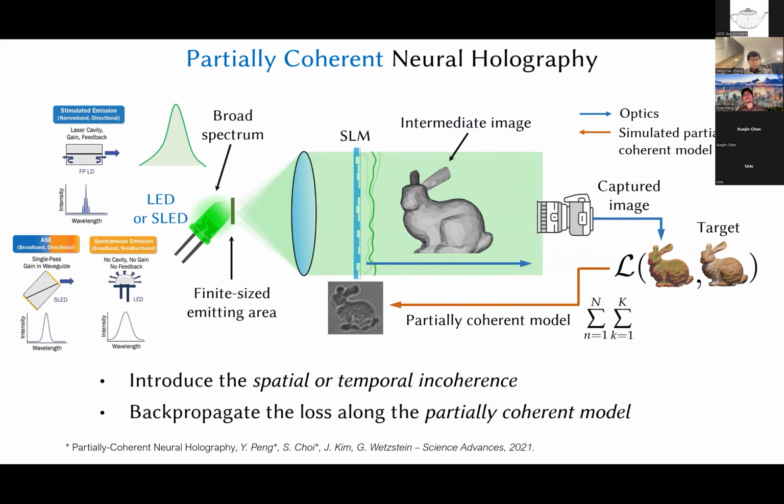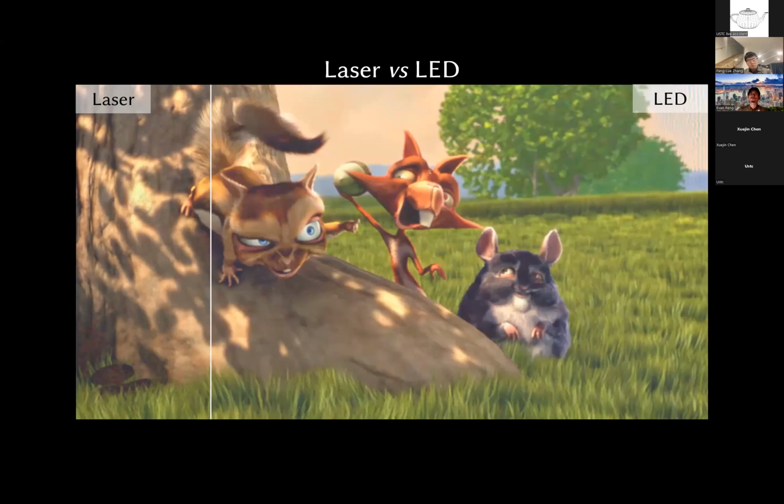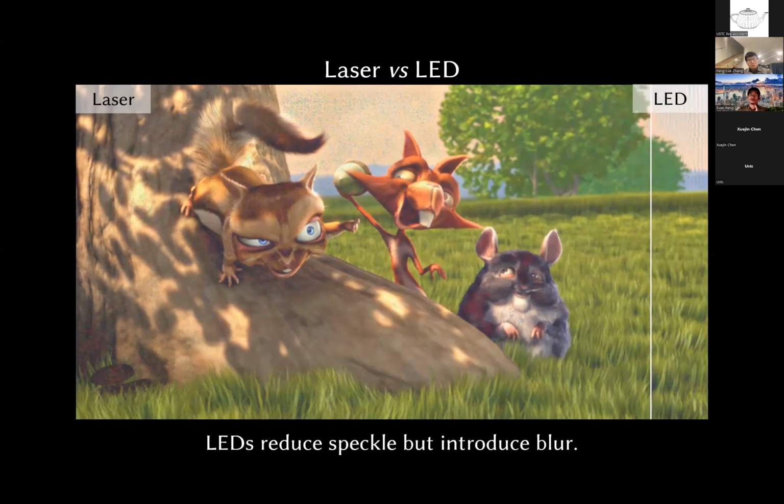These partially coherent sources are different from lasers, as they can emit over a reasonably large area or reasonably broad spectrum, as you can tell on this slide. What we have been doing recently is trying to apply the camera-in-the-loop technique to partially coherent light sources so that we can effectively deconvolve the blurred images. Let's directly see the results. This is the comparison of holographic display results using the laser and LED. We see that LEDs reduce speckle, but introduce blur, as you can tell.